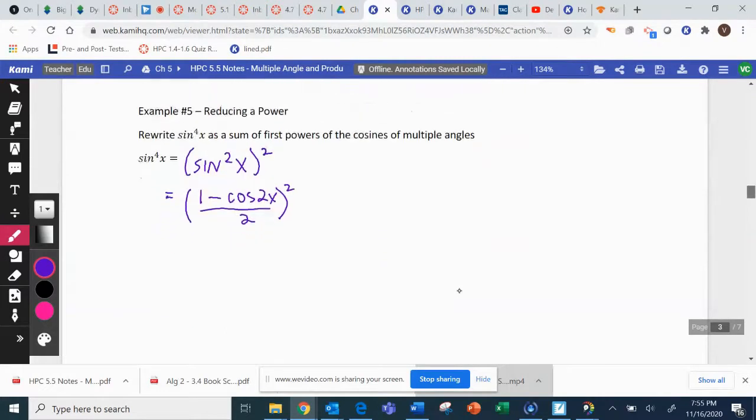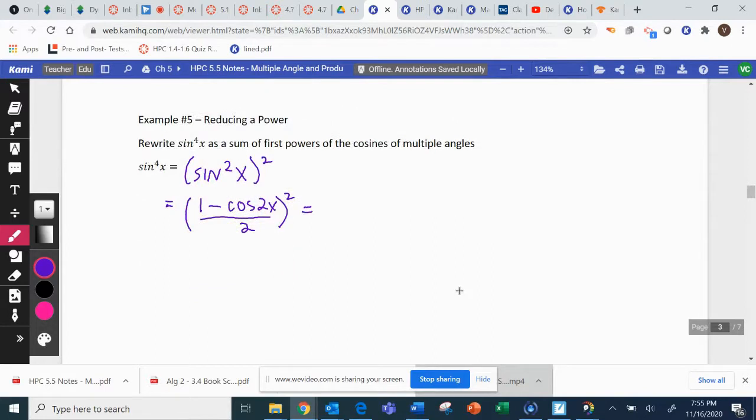And as I'm working on that step, if I square the top and square the bottom, I would have 1 minus cosine 2x squared and then just over 4. So my next step is I'm going to actually FOIL the top. I'm going to get 1 minus 2 cosine 2x plus cosine squared 2x. And then that whole thing is over 4.